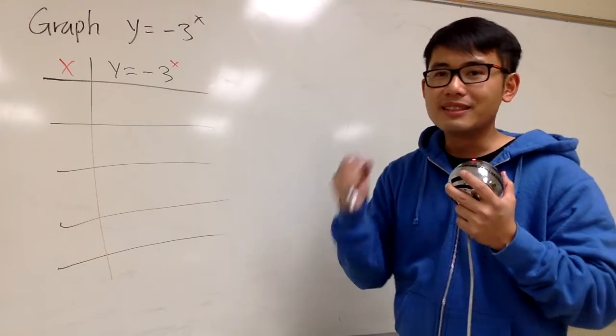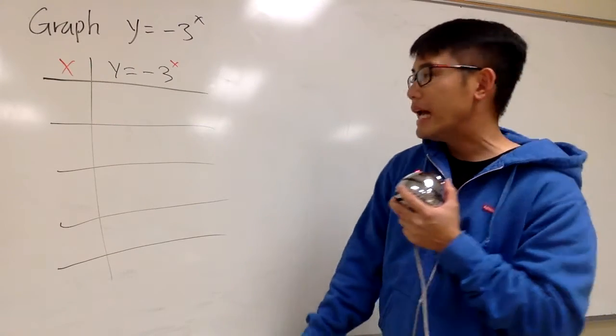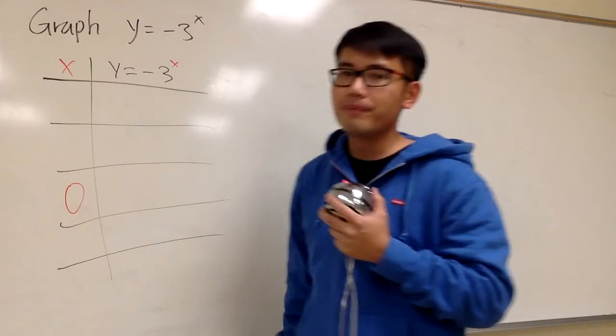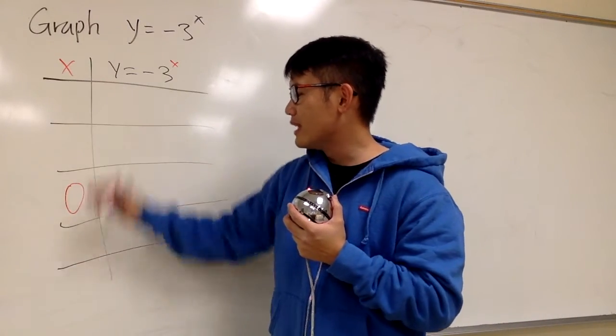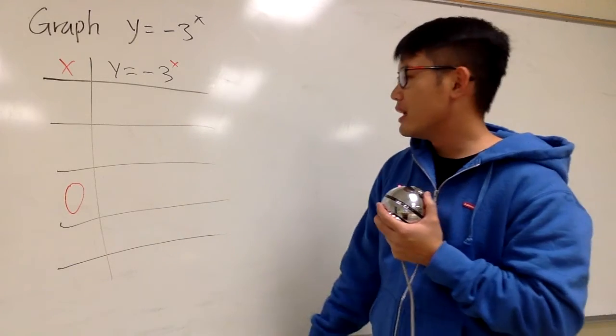Therefore, I'm going to select 0 for my first x value, and let me put that right in the middle, right here. And the reason is because we can pick some negative x values, then we can pick some positive x values, right? Let's see.